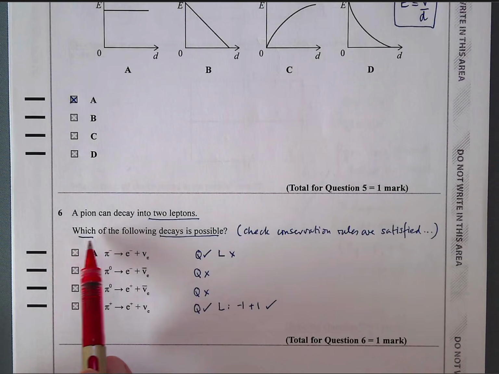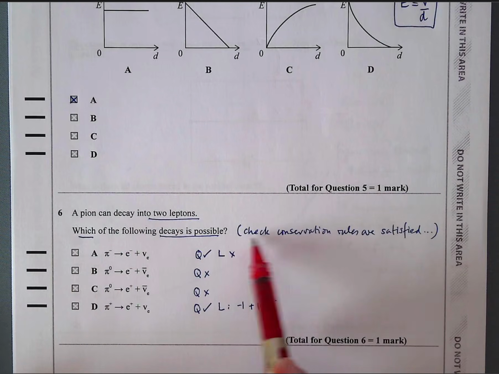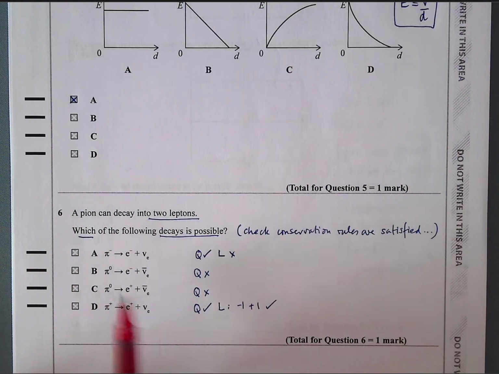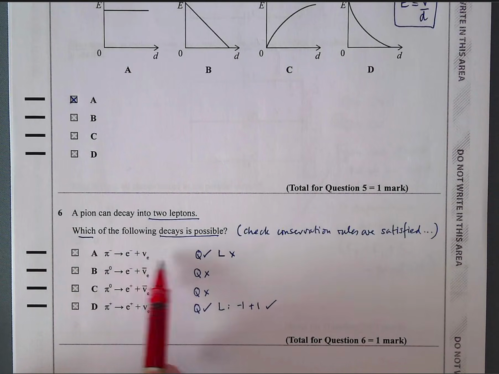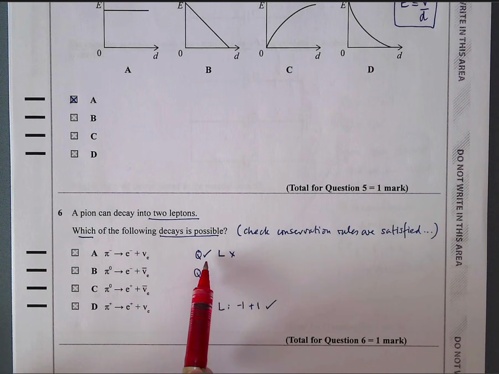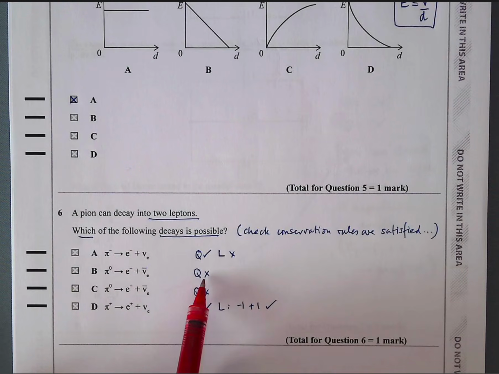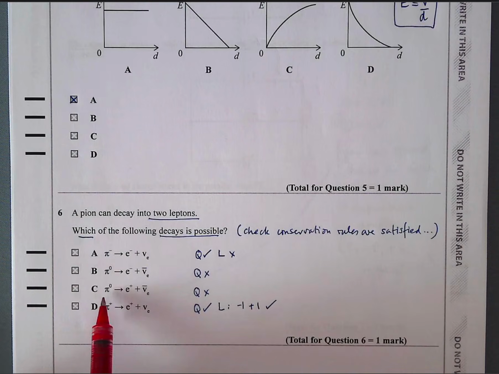He wants you to work out which of the following decays is possible. So you need to check the conservation rules are satisfied. The first thing I did was to see if charge is conserved. We have a negative charge here, a negative charge there. This is neutral, so charge is conserved. And then these ones aren't. You've got a neutral pion becoming a negative electron, so the charge is not conserved, so it's not B. C, likewise, charge is not conserved. It says it's a neutral pion, and it turns into a positron, which is not possible because you can't create a charge from nowhere. So it's either going to be A or D.